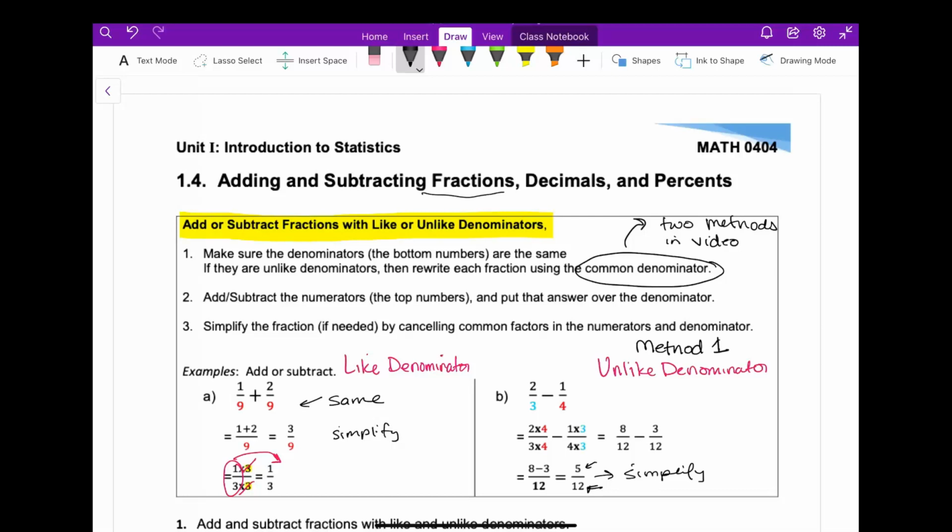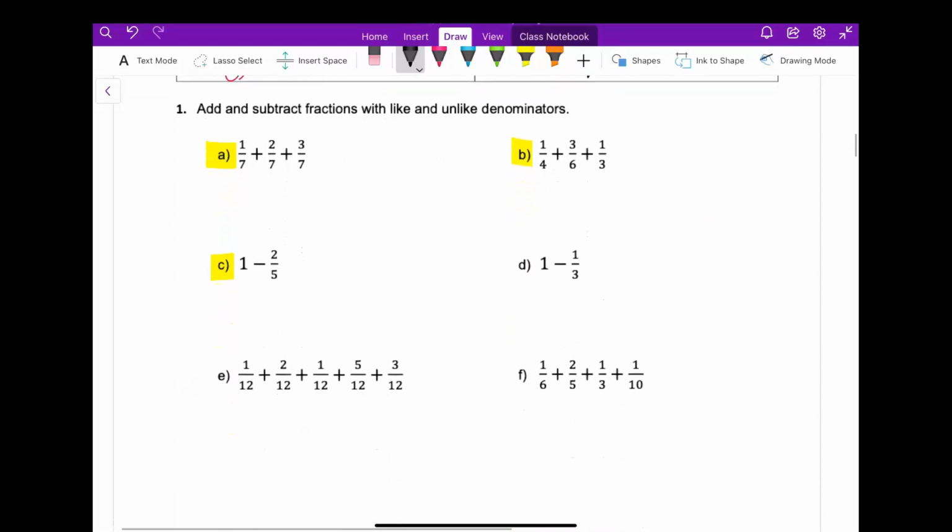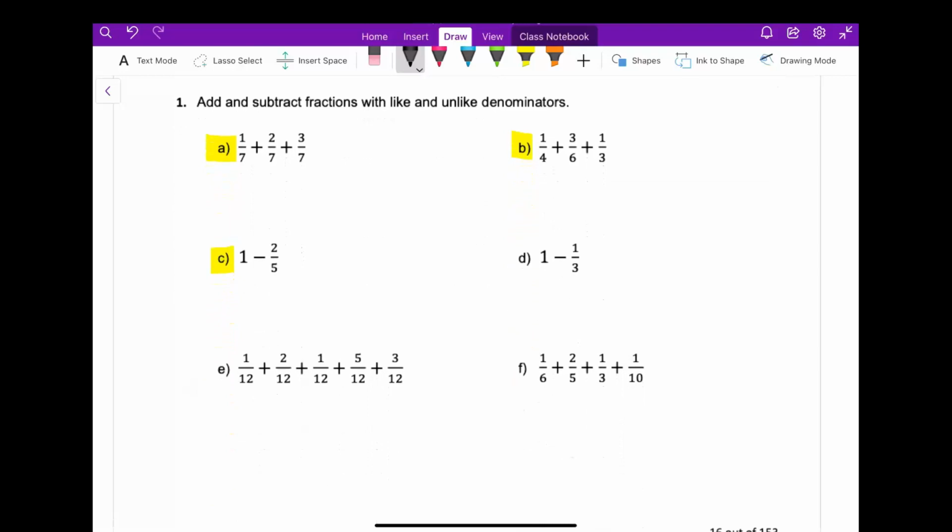We will practice simplifying some more. So let's go ahead and try some examples. The ones that are highlighted, we're going to try. Let's take a look at example A.